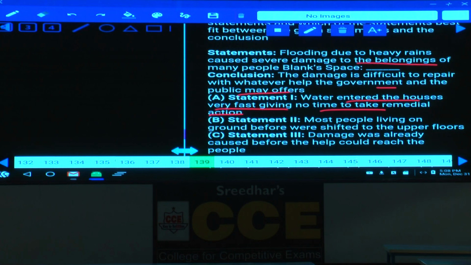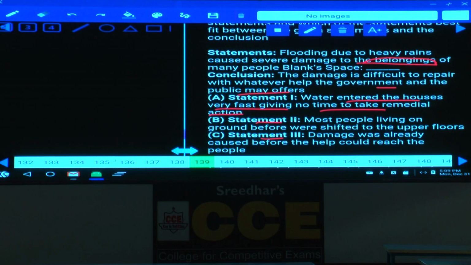Only A. Then most people living on groundwater before, here we are not talking about anything. Damage was already caused before the help could reach the people, isn't it? Here in this one he is talking about the belongings, but in statement 2 and statement 3 nothing has been specified about those belongings. Hence only A, that is choice 1.